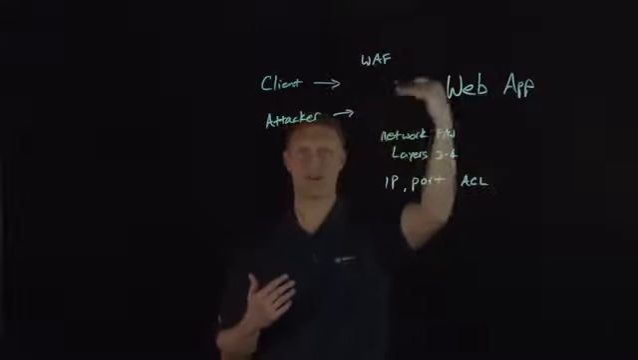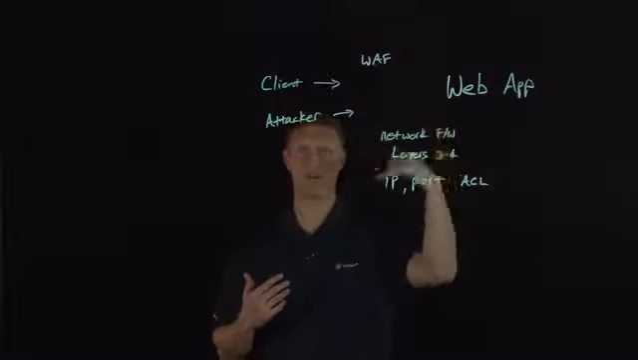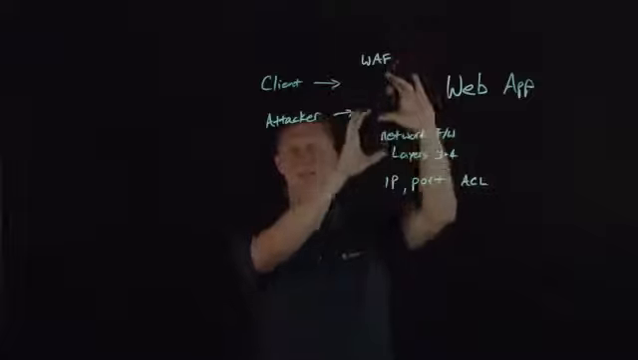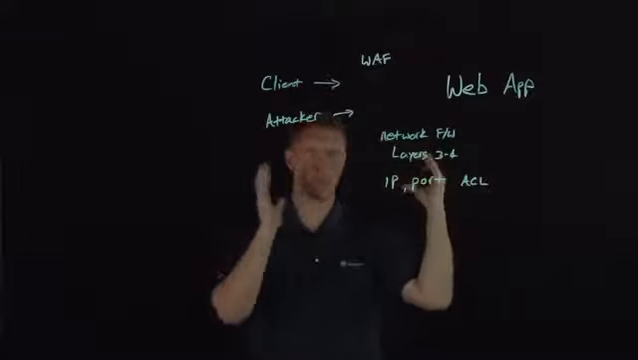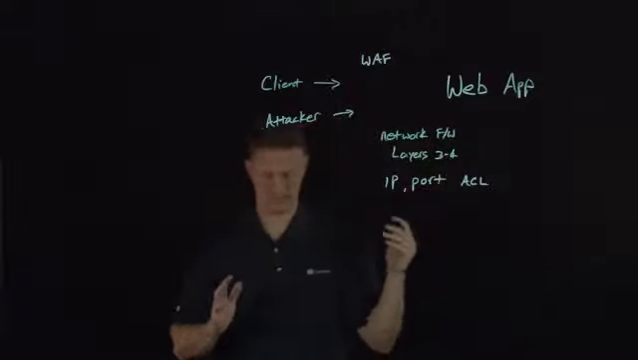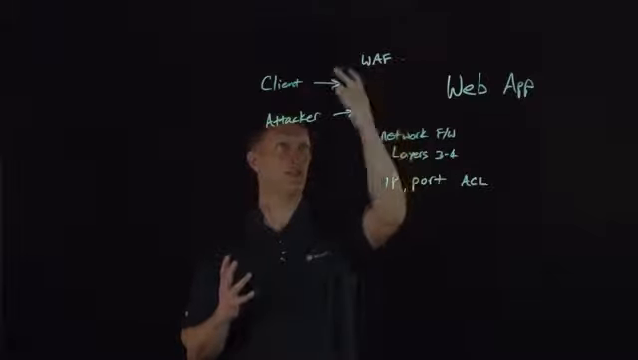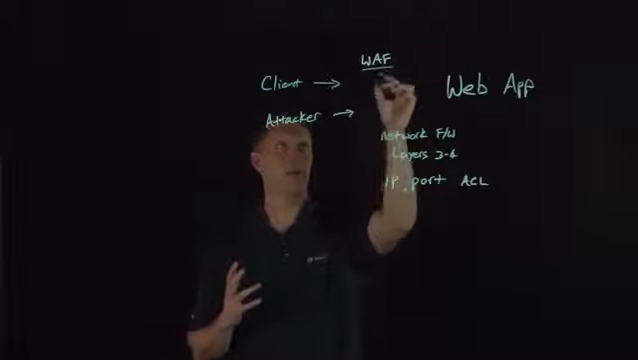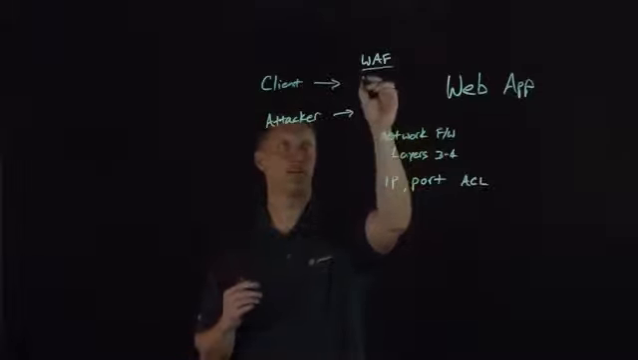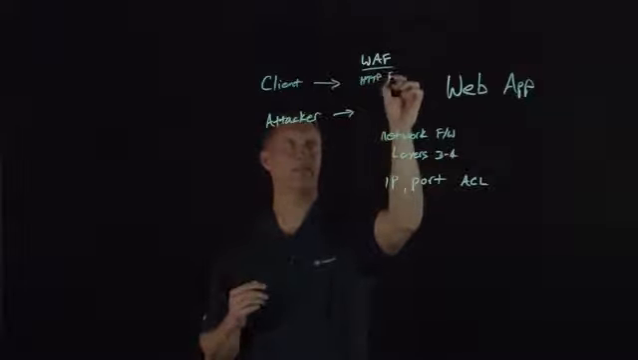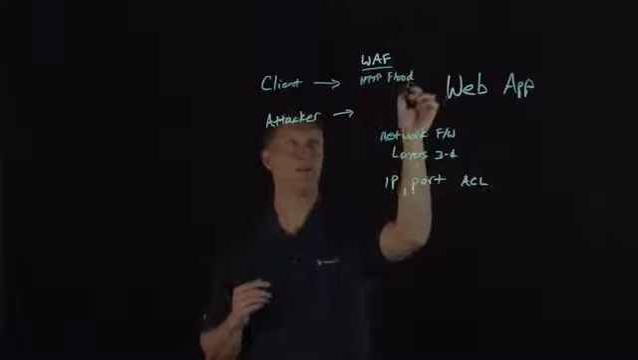These are at the higher layers. So maybe layer 4 through 7 or 5 through 7 is where the web application firewall lives and really does great things for you. Some things that a WAF would be able to help out with are things like, let's say, an HTTP flood attack. So I'll put flood up here.